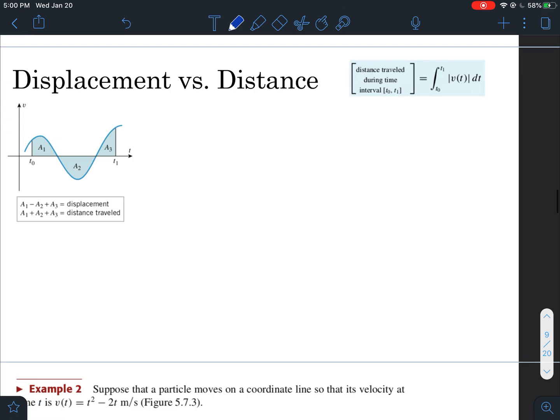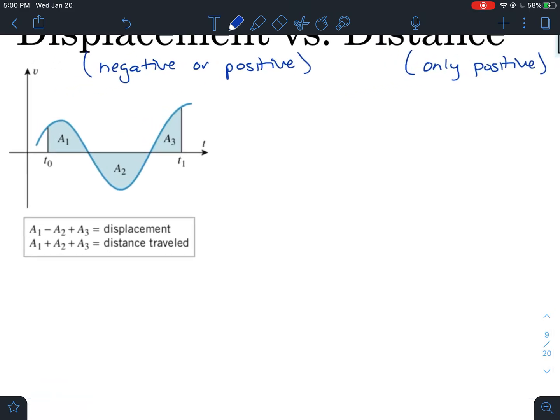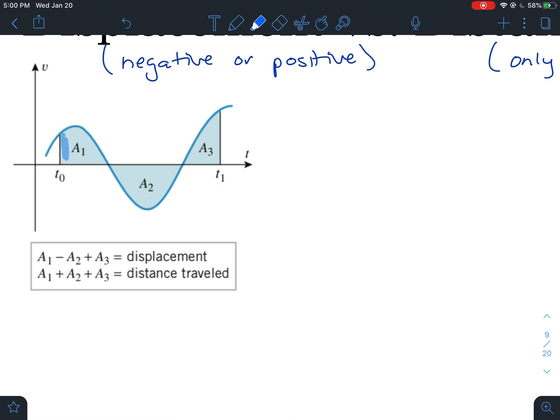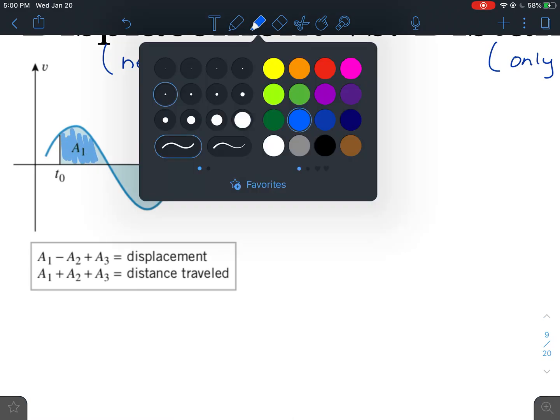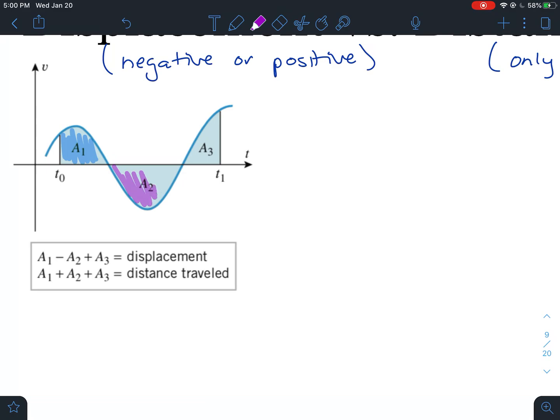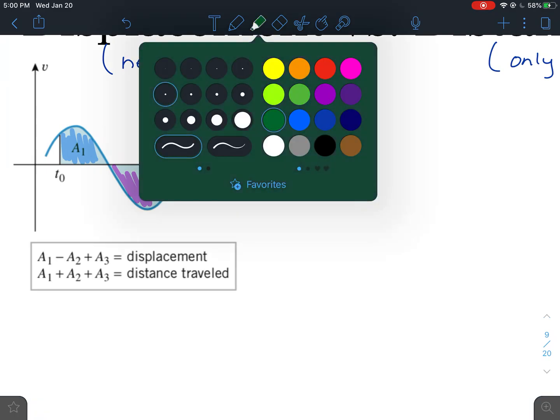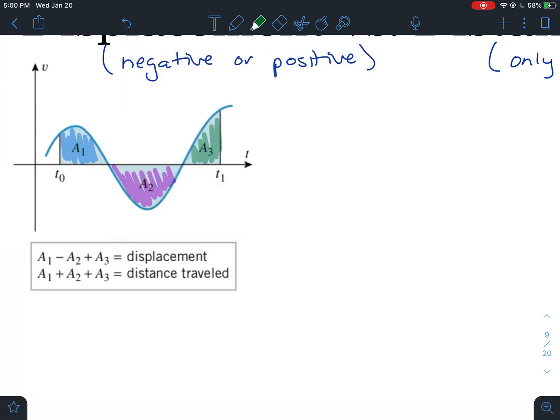All right, displacement versus distance. So displacement can be negative or positive. The sign indicates direction. Distance is only positive. So how do you find displacement? Well, displacement, you would just add up all these pieces. So you would take A1 plus A2, but A2 is going to be negative, and then you would take plus A3.